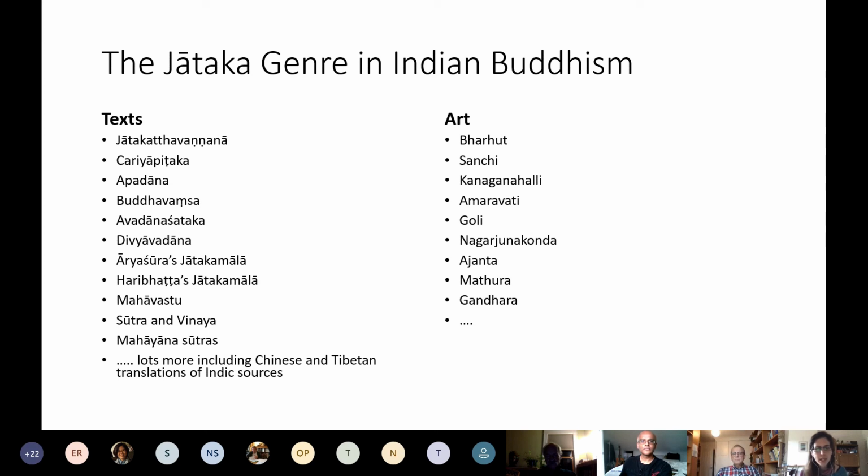And because of this fascination I have with the genre, I've been trying for many years to set up a better research resource for studying them across the different literatures. And a couple of years ago, thanks to funding from the Leverhulme Trust, I was finally able to realise this ambition and set up a Jataka database.